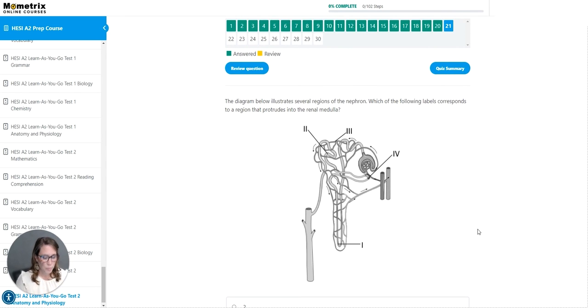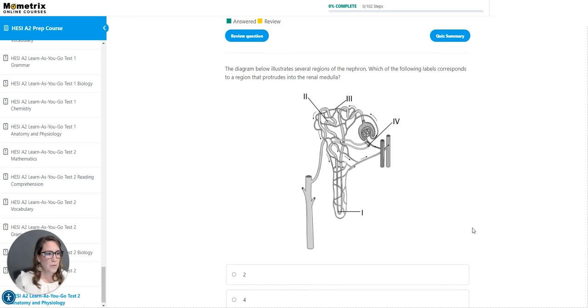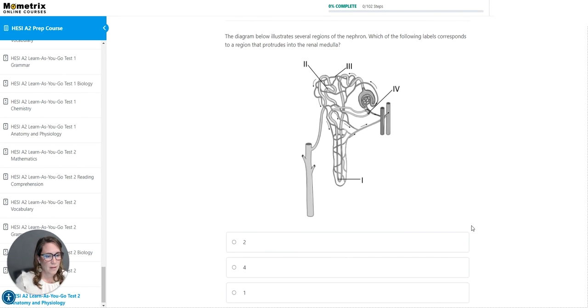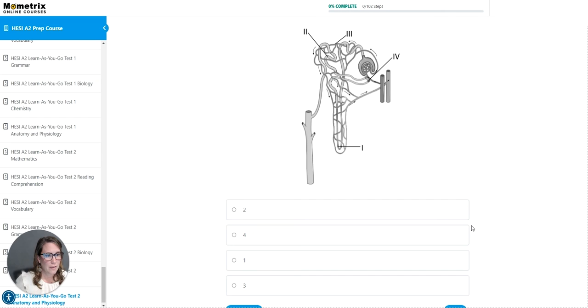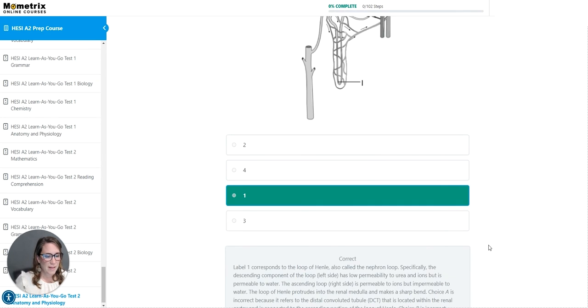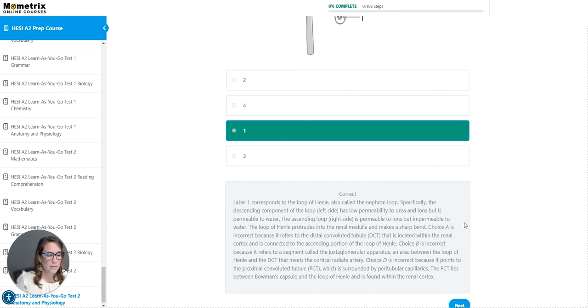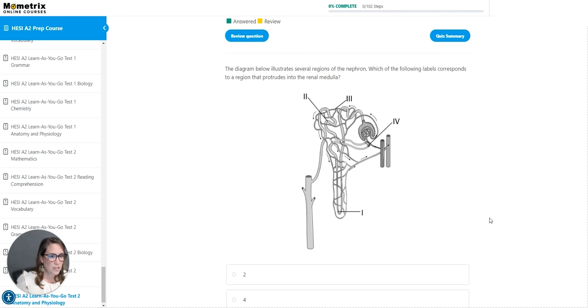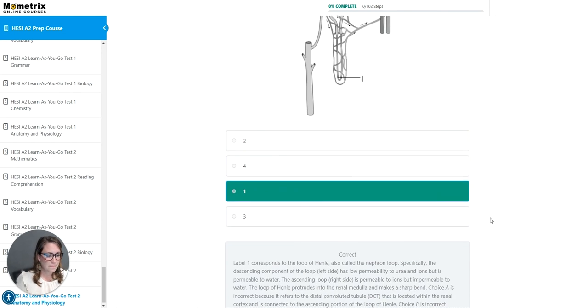All right, question number 21. The diagram below illustrates several regions of the nephron. Which of the following labels correspond to a region that protrudes into the renal medulla? You've got your four Roman numerals here: 1, 2, 3, and 4. And we are going to go with our third option, or number 1. And that's your loop of Henle. This one, also called the nephron loop, descends down into, as the question was asking, it protrudes into the renal medulla.